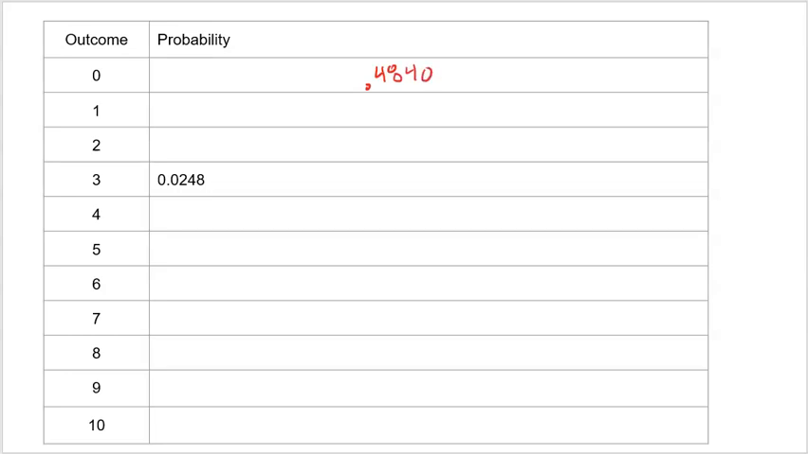0.4840. Now, how did I get that answer? I did 10 choose 0, 0.07 to the 0, 0.93 to the 10th. It all should make sense. 0 successes, 10 failures. 10 choose 0 simply tells you how many different ways it can happen. And then we got our answer, 48.40%.